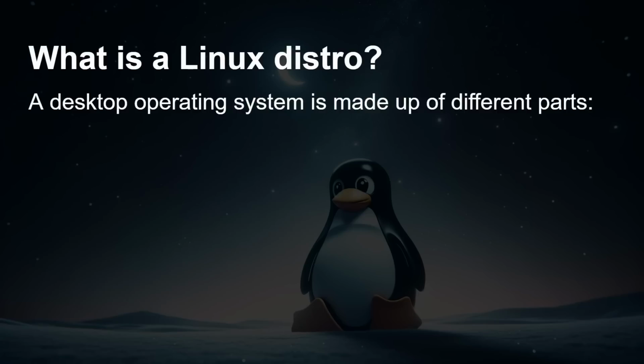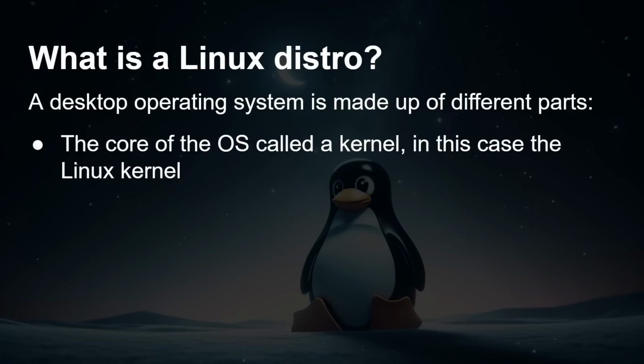Now, a desktop operating system, doesn't matter whether that's Windows or Linux or Mac OS or any other desktop operating system that has been in the past, is made up of different parts. And this really is an executive summary. Of course, it's a bit more detailed than this, but you're going to need the core of the OS, which is called a kernel. In this case, the Linux kernel, and I have several videos here on this channel about what is a kernel, what is a Linux kernel, you can check those out.